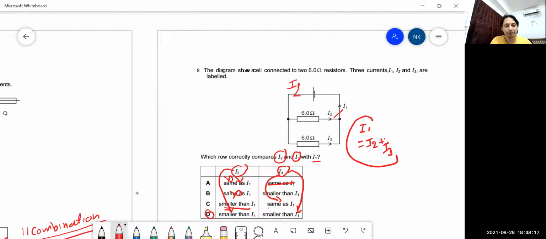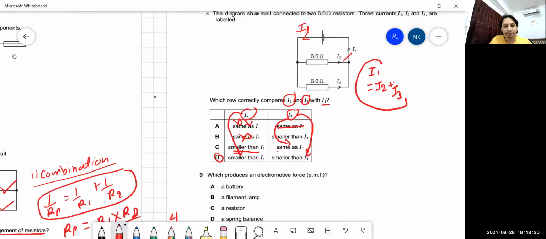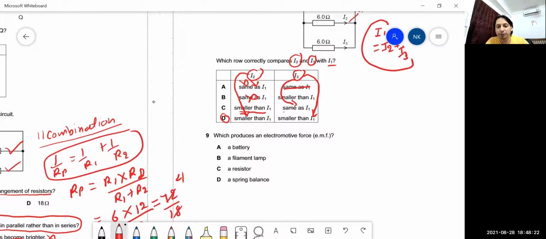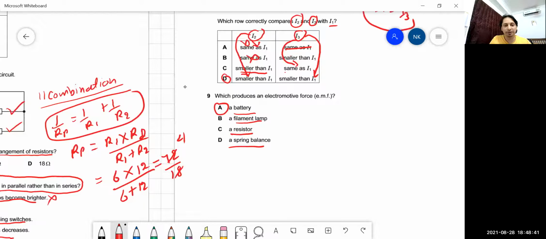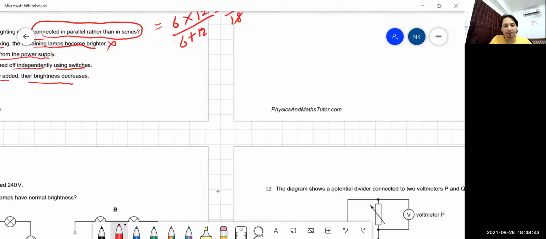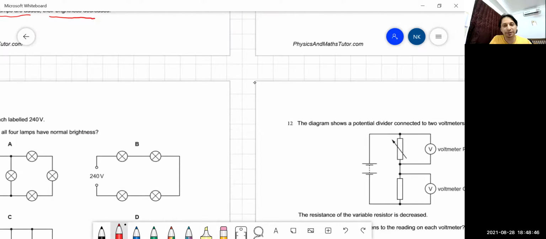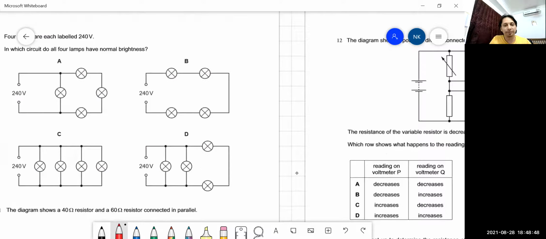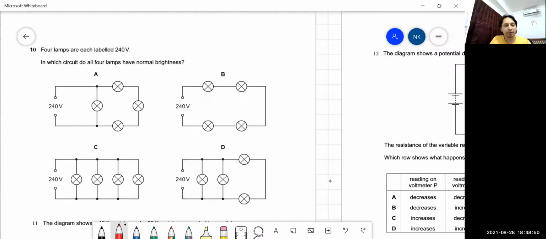Question number 9. Which produces an electromotive force, EMF? Battery, lamp. Lamp produces heat. Resistor, no. Spring balance, no. So EMF is produced by the battery. I hope, children, that you are able to understand these questions, and these are important questions for your class test that is coming next week. And now question number 10.